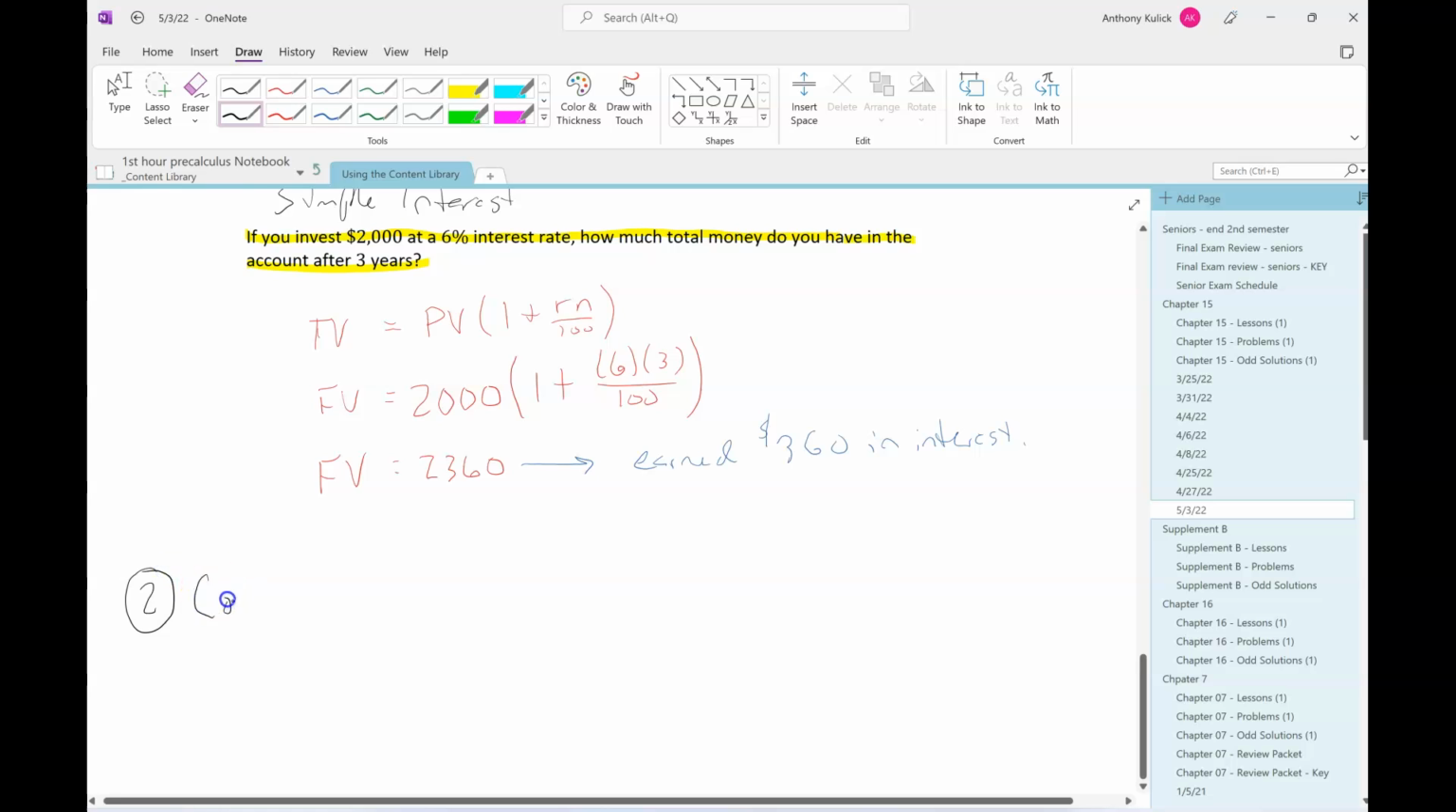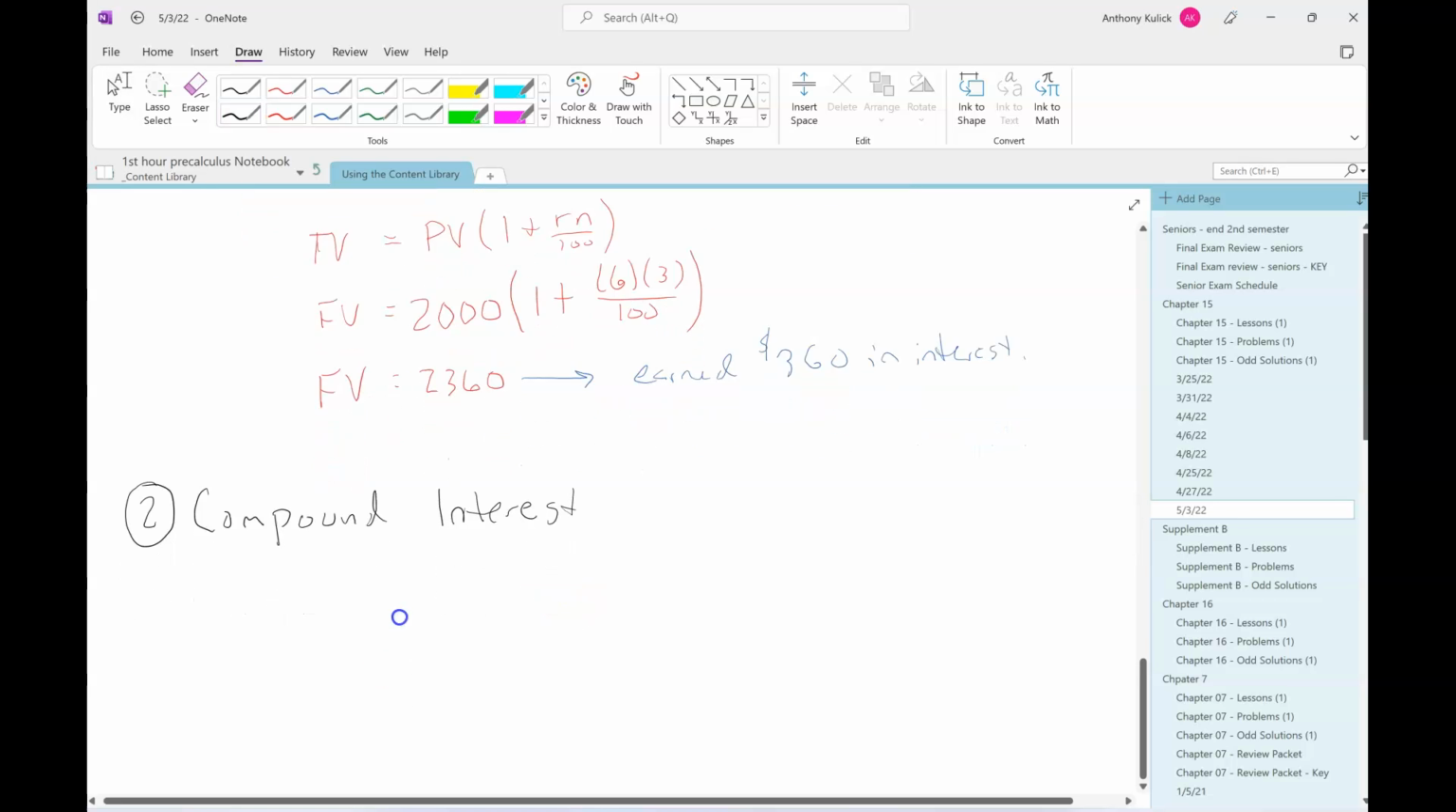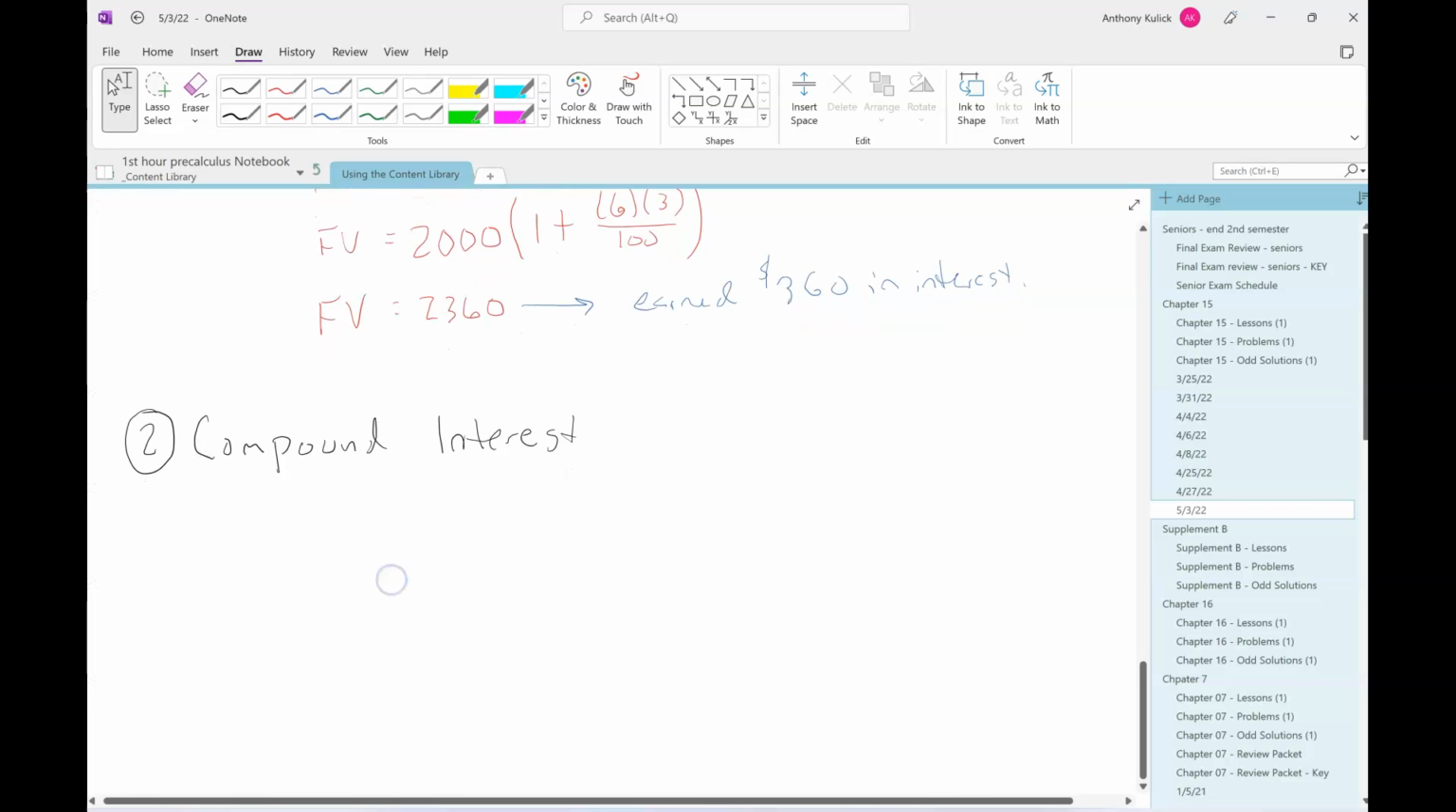The other type of interest, the one that basically everyone uses, is compound interest. And that is where the interest is always calculated using the current account value at that moment.